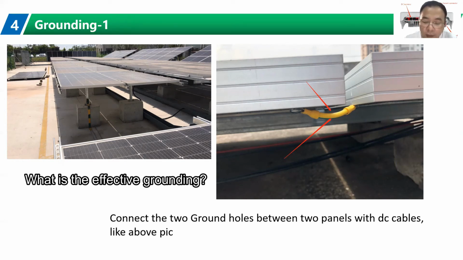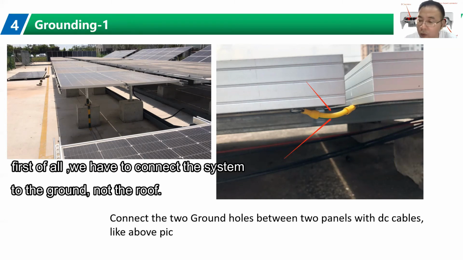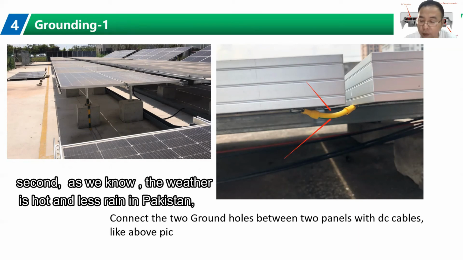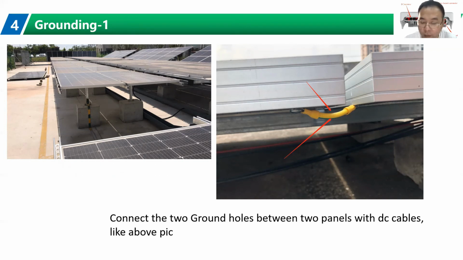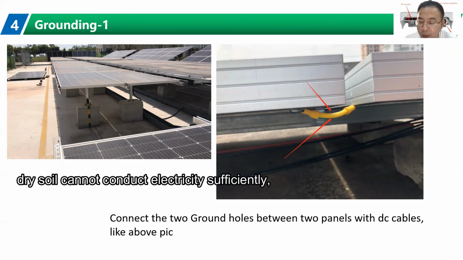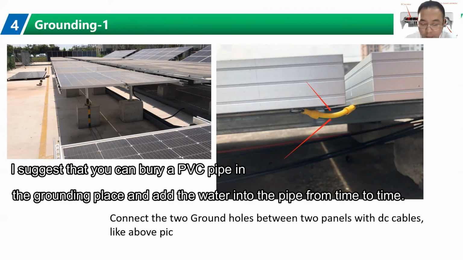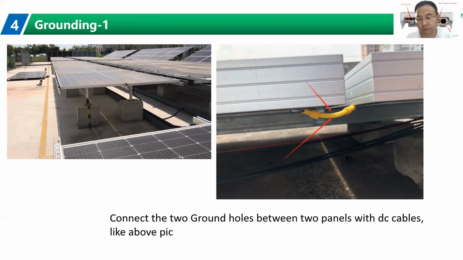What is effective grounding? First of all, we have to connect the system to the ground, not the roof. Second, as we know, the weather is hot with little rain in Pakistan. The soil is very dry. Dry soil can't conduct electricity sufficiently, so we have to add water to the soil. I suggest that you bury a PVC pipe in the grounding place and add water into the pipe from time to time.